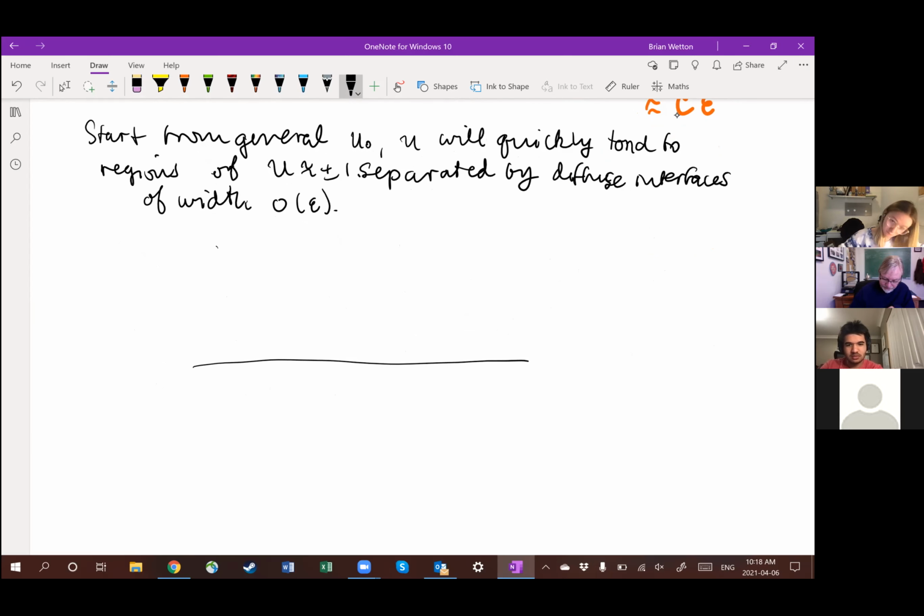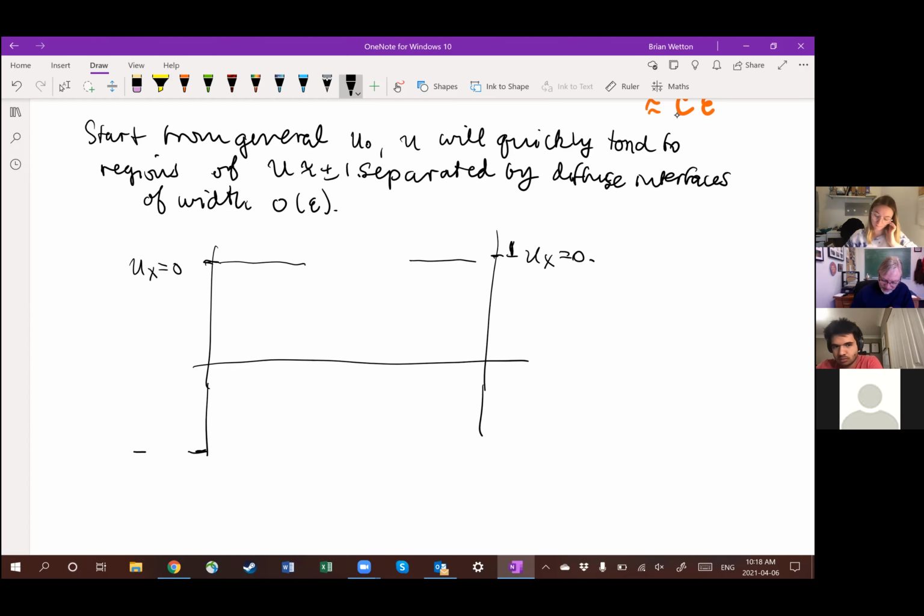Things are typically done with no flux boundary conditions, so homogeneous Neumann conditions. I talked about everything as a Cauchy problem, but let me change my mind a little bit here. So you're going to have a region where u is approximately equal to 1, and some other regions where u is approximately equal to minus 1.